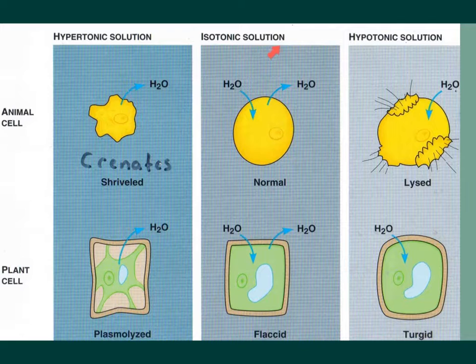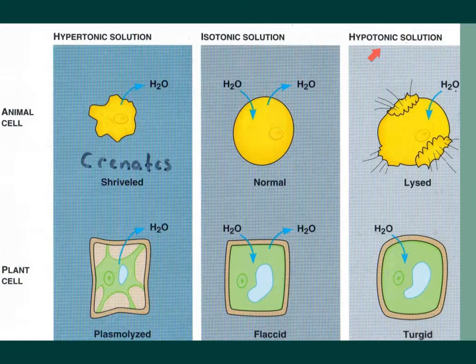We can also have an isotonic solution. An isotonic solution is when we have equal concentrations on both sides of the membrane. So here in an animal cell, we have the same amount of water entering the cell that's leaving, so the cell will appear normal. In a plant cell, we would have the same amount of water entering the cell that's leaving. Again, in this case, the plant cell will not appear normal, but will appear flaccid, and the plant will be droopy. It would need more water and would look like it needed to be watered.